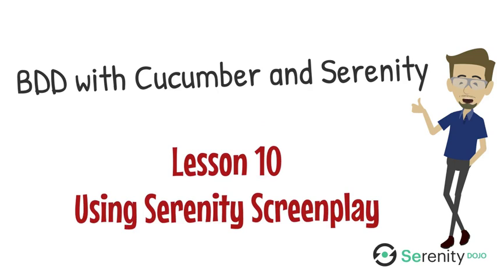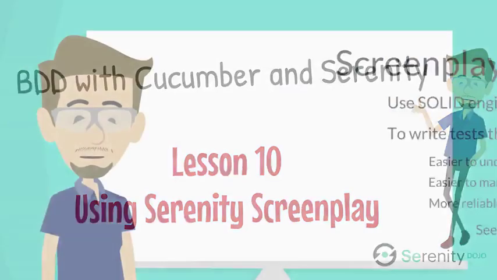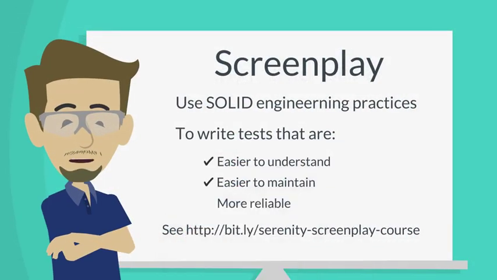Welcome back. In this lesson, we'll be seeing how to integrate Cucumber with Serenity Screenplay. Screenplay is an approach to test automation that uses fundamental software engineering principles and patterns to help make your tests easier to understand and easier to maintain and also more reliable. If you're not familiar with Serenity Screenplay, please take the time to go through the Serenity Screenplay course in the Serenity Dojo curriculum, as I'll be assuming that you have at least a basic understanding of how Screenplay works.